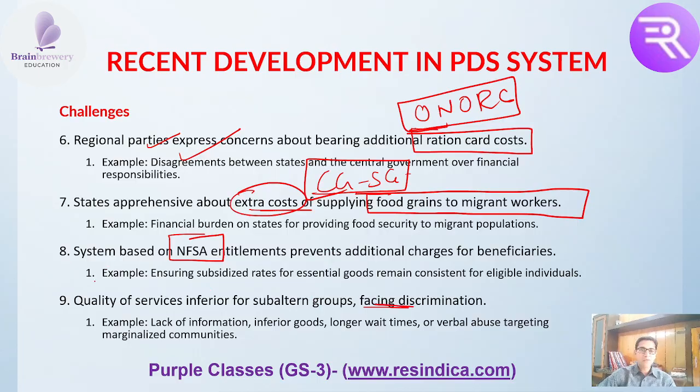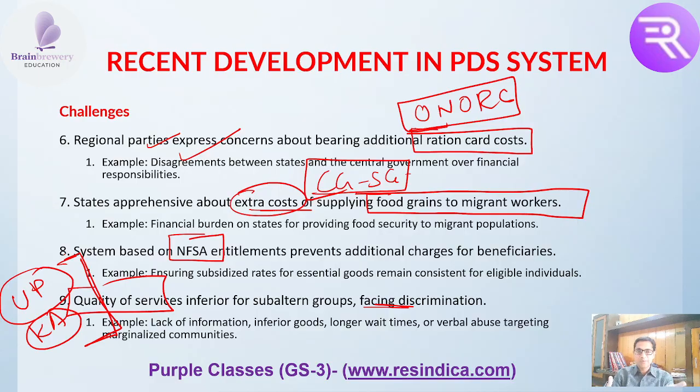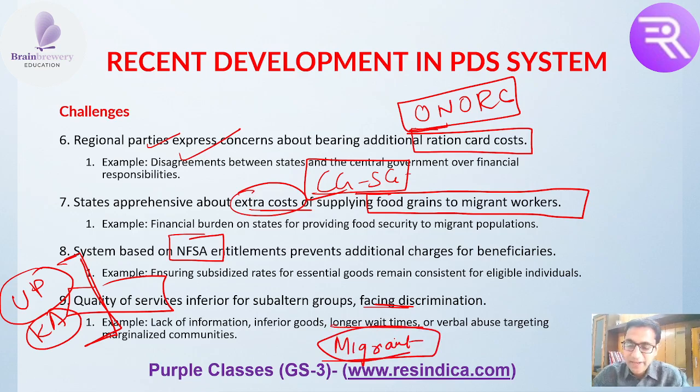Then quality of service is inferior for sub-groups facing discrimination. We don't know what type of quality may be provided. Maybe Uttar Pradesh might be providing a different kind of service, and Karnataka may provide a different kind of service in their fair price shops. So there is an issue of quality of service. Maybe you get good service, maybe you do not get proper service. There might be lack of information. You might be getting a good product or not a good product. You might have a longer wait period. If migrant workers are there, they have to wait longer than the local workers, and at the same time they even get verbally abused by the local fair price shop owner. So these are all the challenges for running the scheme.